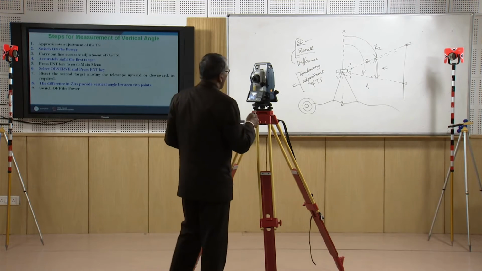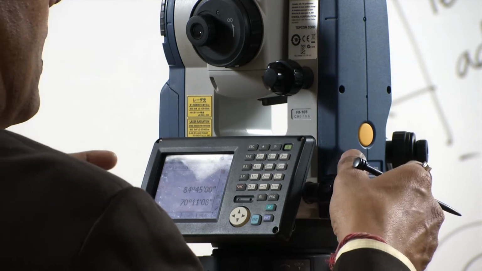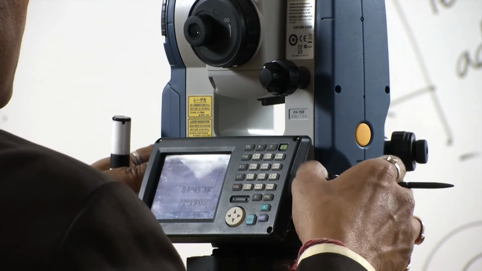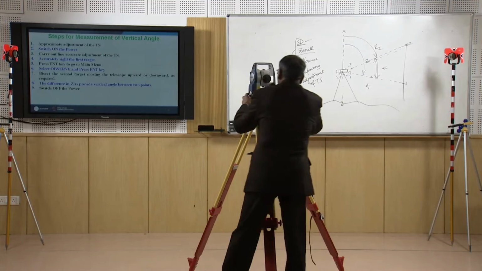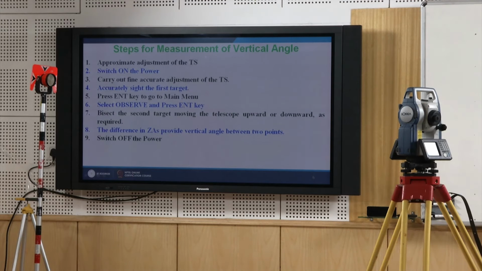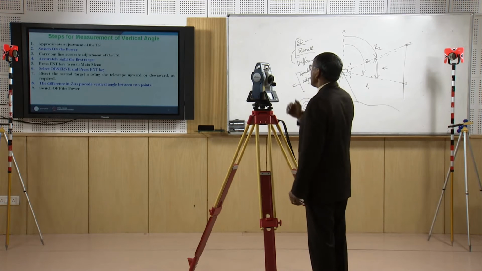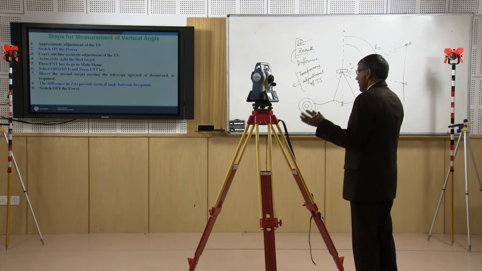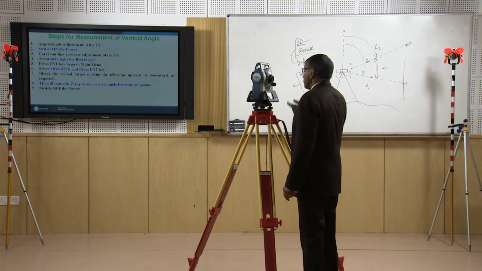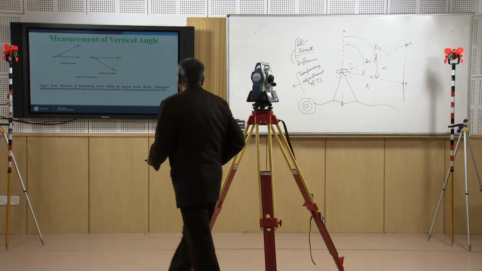When it is done, now I can go to the second object, and by opening it I can look at that. So now it is perfectly centered. So we can get zenith angle 81 degree 32 minute 14 seconds. So the difference between these two gives the angle difference between these two objects. This is how we can go for measurement of vertical angle between 2 points.